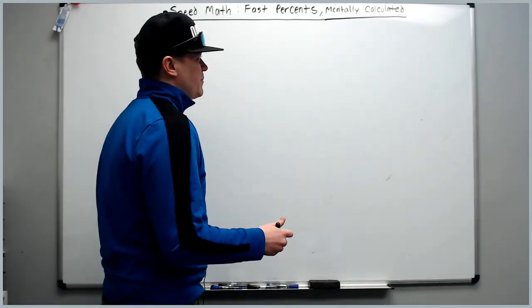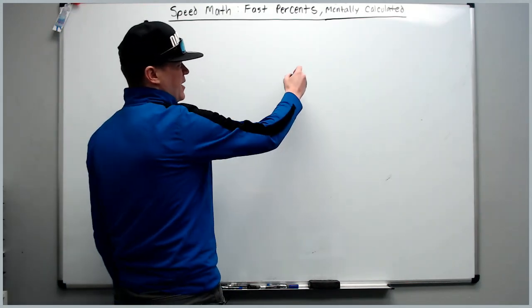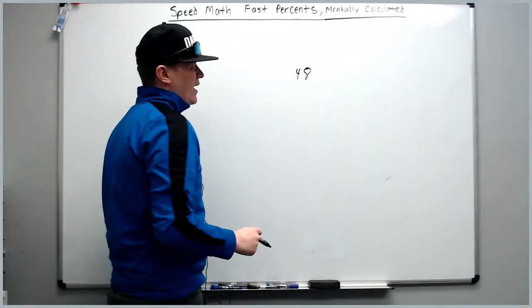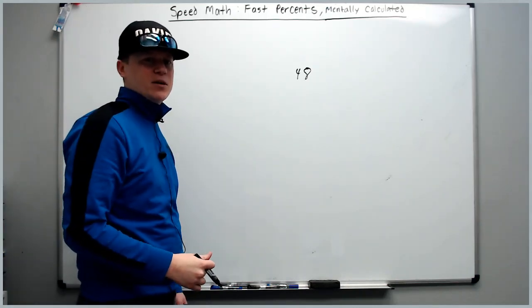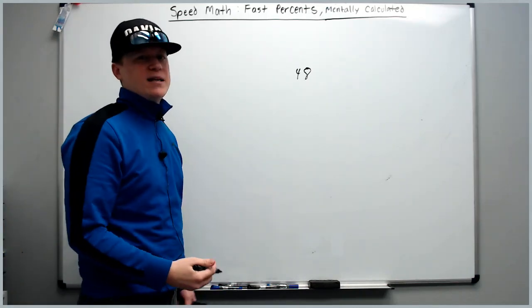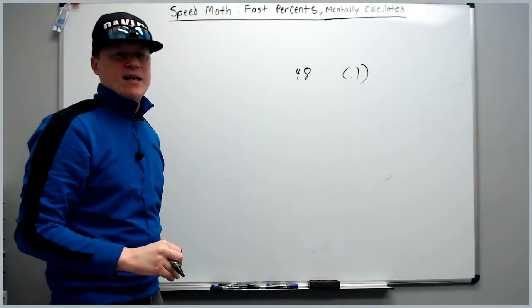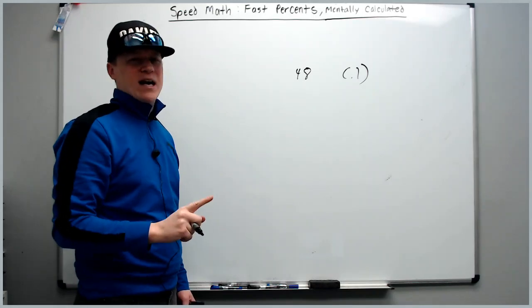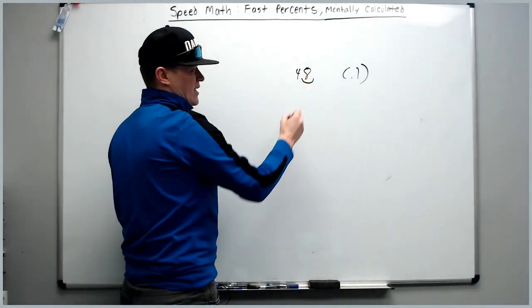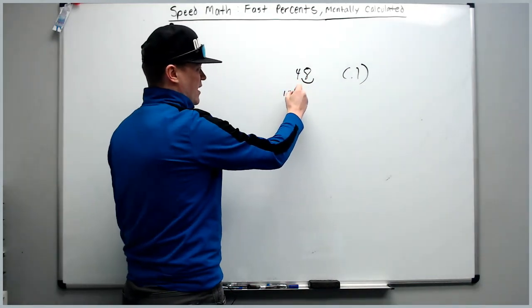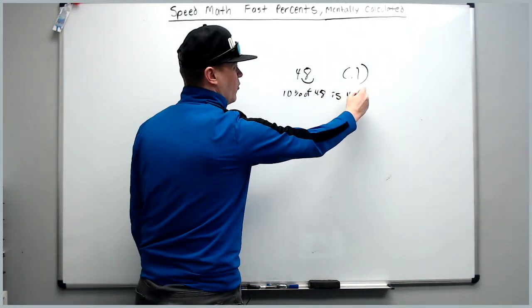So my method depends on 10% and 1%. Let's say you have a number like 48, and I want you to find 10% of it. How do you find 10% of a number? Most people will say divide by 10 or multiply by 0.1. Those are both correct answers, but that's not really the fastest way to think of it mentally. The fastest way is simply move the decimal point. So 10% of 48 is 4.8.